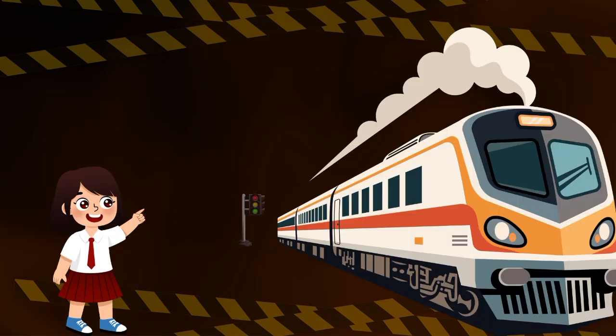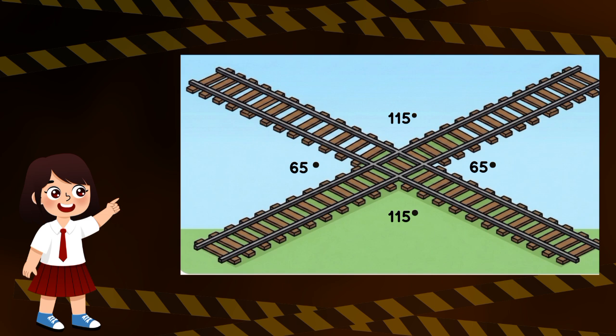This shows how intersecting train tracks are not just a transportation system. They are also real-life examples of geometry. So the next time you see train tracks crossing, try to imagine the angles they form, and remember, geometry is everywhere.